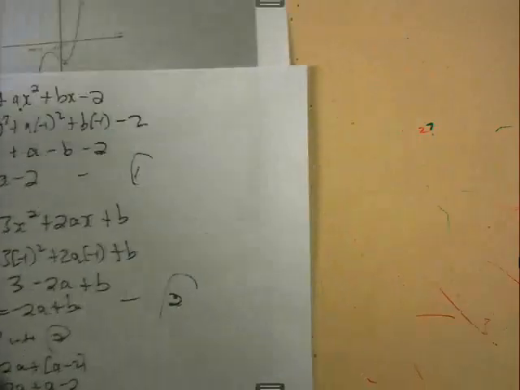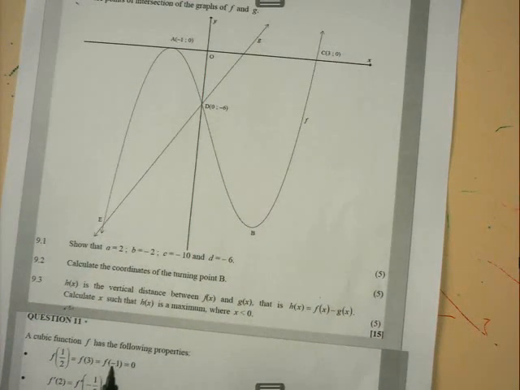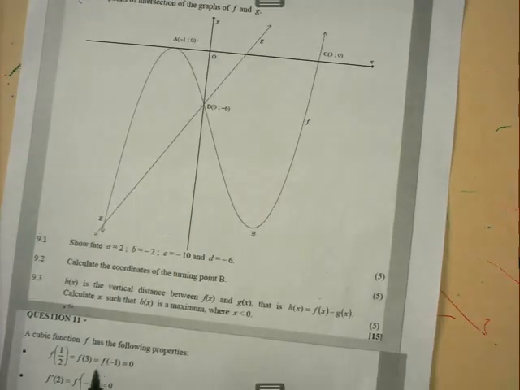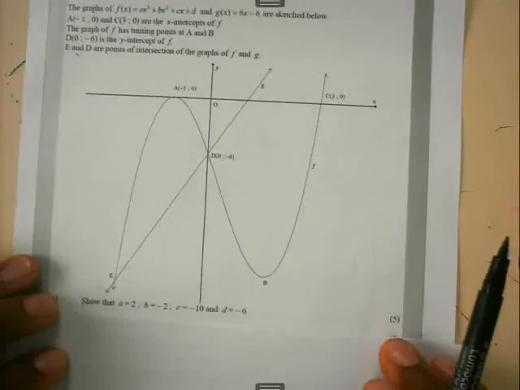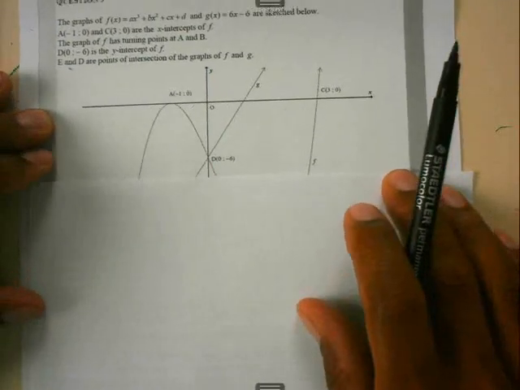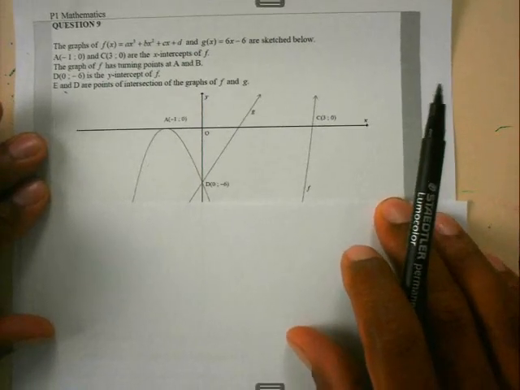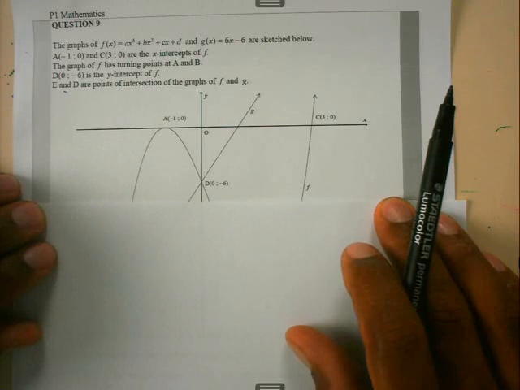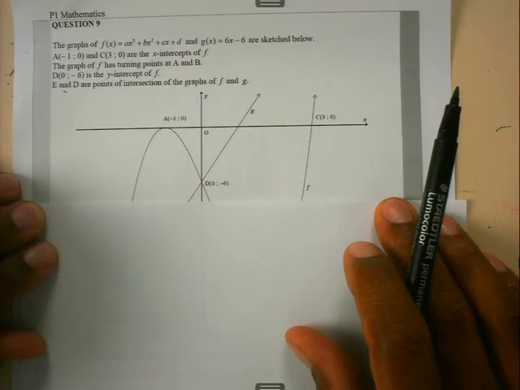Right, now, I think the last one that you're going to look at under this one where we find the equation is where we are given the x-intercept of the graph, which is very important. Right, boys and girls, let me read the statement. The statement here says, the graph of f of x is equal to ax to the power of 3 plus bx squared plus cx plus d. And we have g of x is equal to 6x minus 6 as sketched below.